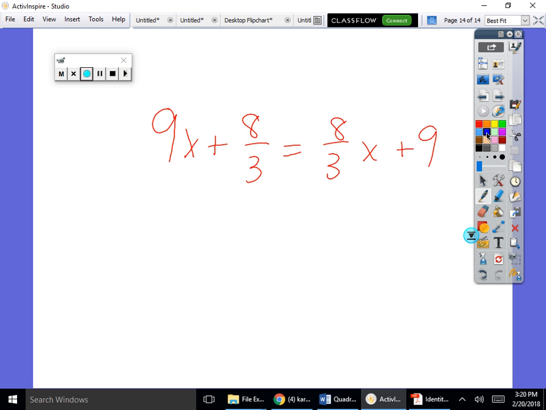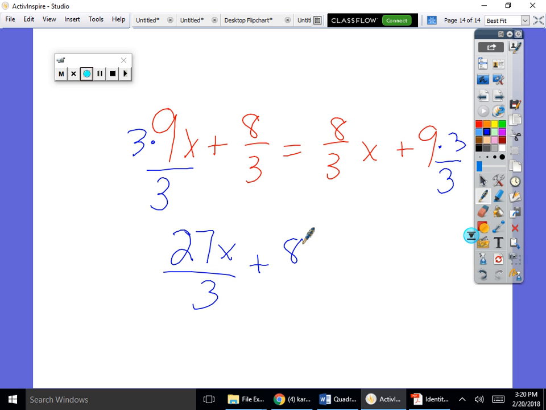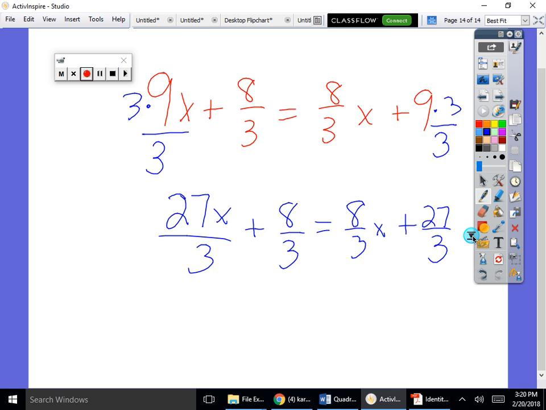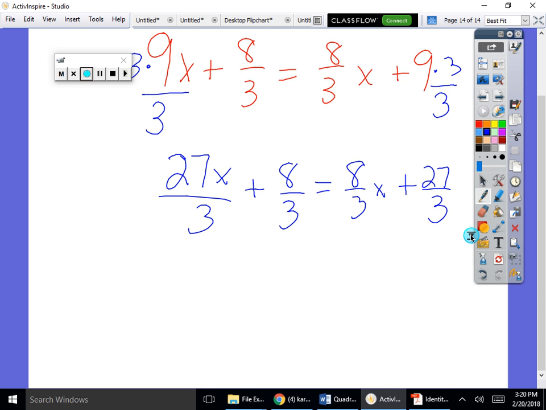So if I put a 3 under here, I also have to put it to the top, right? And if I put a 3 over here, I also have to put it to the top. Everyone follow? Okay, so now I have 27x over 3 plus 8 over 3 equals 8x over 3 plus 27 over 3. Okay, I'm going to go ahead and get the x's together. So I'm going to subtract 8x over 3.